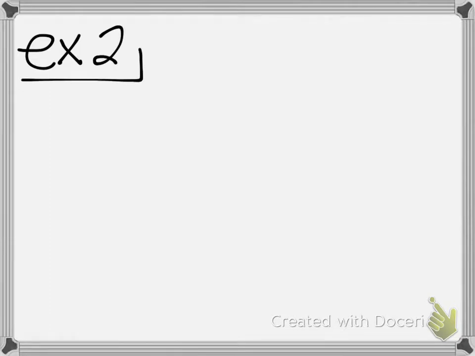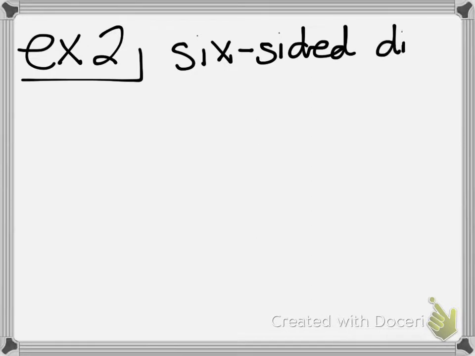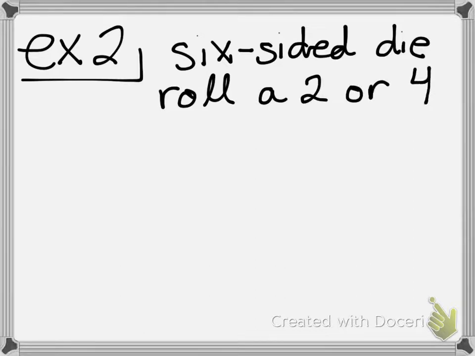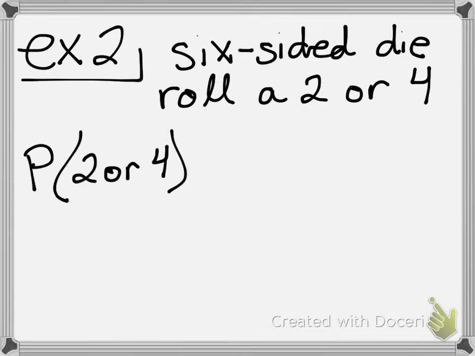Example 2. If I have a 6-sided die and I want to roll a 2 or a 4. So what's the probability of that? Well, think about a 6-sided die. How many outcomes are there possible? There are 6 possible outcomes. And rolling a 2 or a 4, how many times can that happen? That's 2. 2 out of 6 times. Now, this means we have to simplify, which is 1/3.